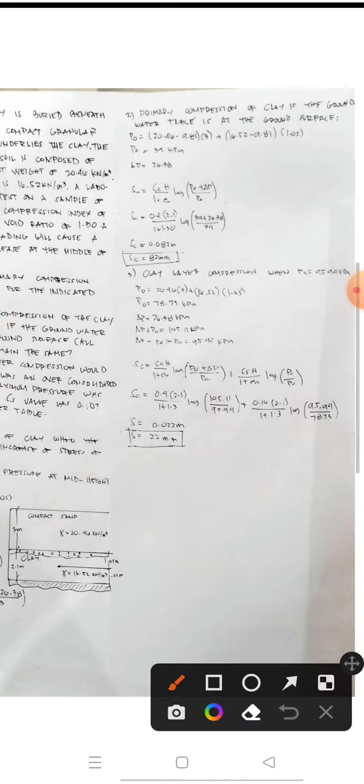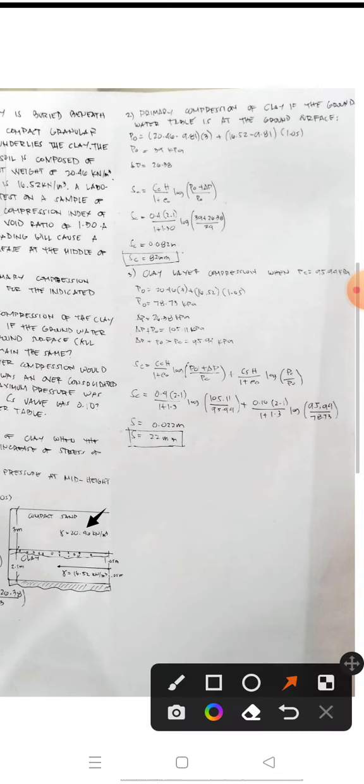So, dito naman sa number 2, the primary compression of clay if the groundwater table is at the ground surface. So, yung groundwater daw ay nandito sa ground surface. So, sa this time i-minus natin yung unit weight ng water, which is 9.81 kilonewton per cubic meter. So, kunin muna natin yung Po.